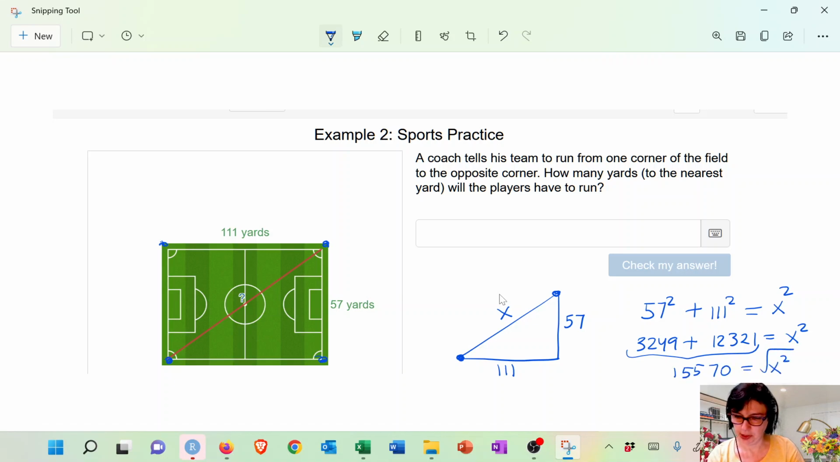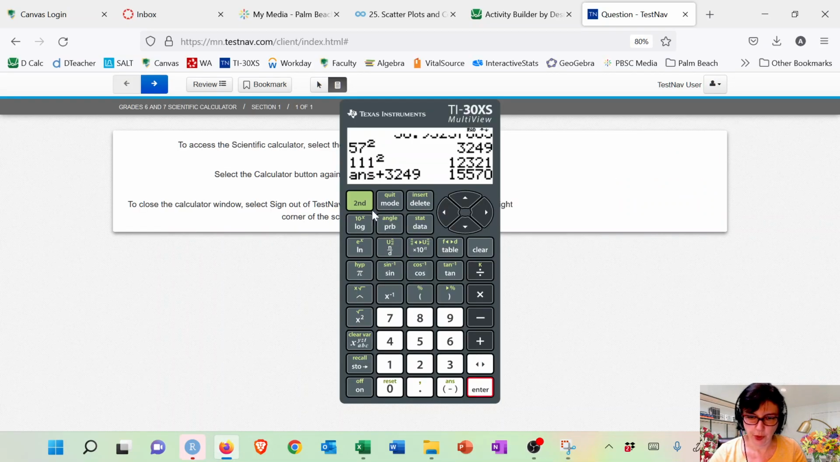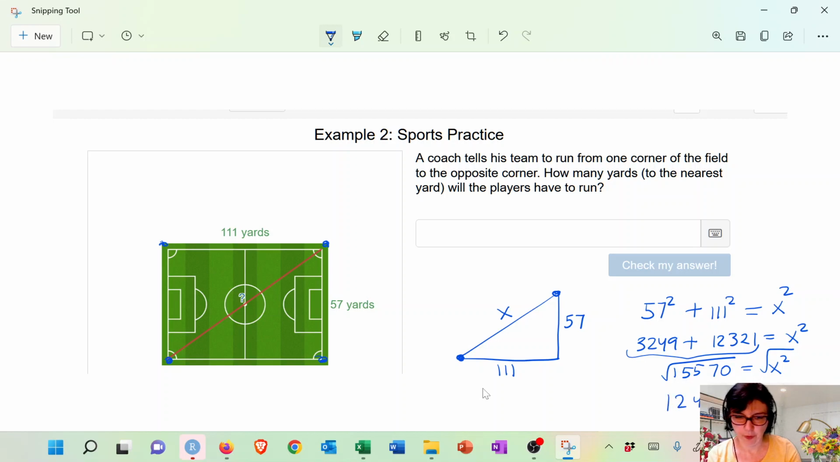To get rid of the squared, we'll take the square root. And that's going to give us the distance those poor players have to run. So the square root of this number, I'm just pressing second and the little minus, is 124.8. So we got 124.8, and always think whether it makes sense. And it does make sense because it's longer than 111. But it's also not much more than that, so that also makes sense. So 124.8 is the answer here.